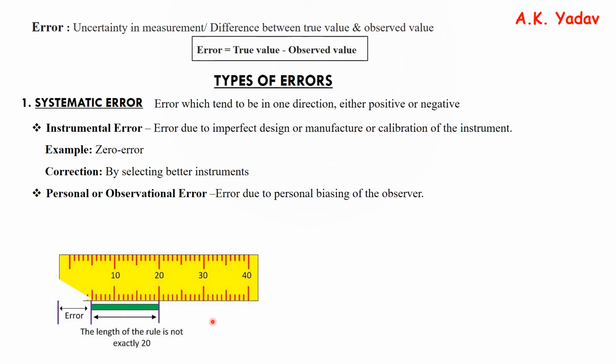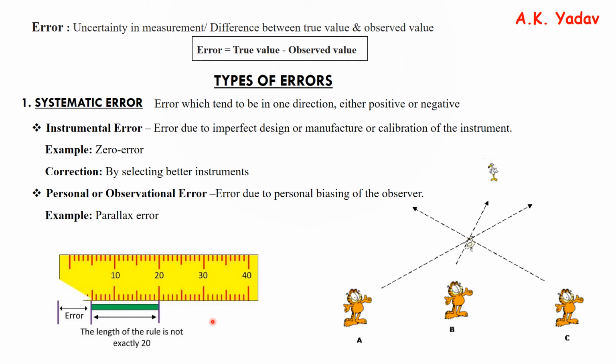The second one, personal or observational error. The error due to personal biasing of the observer. Example is parallax. Now, in this figure, I hope it is clear to everyone that B is the person who is looking directly, so getting the proper image as compared to A or C, because A or C are suffering from the error called parallax. So, for A, the image of this object is at this position, and for C, it is at this position. By the way, neither of them is a correct value. How can this be removed? By removing personal bias.